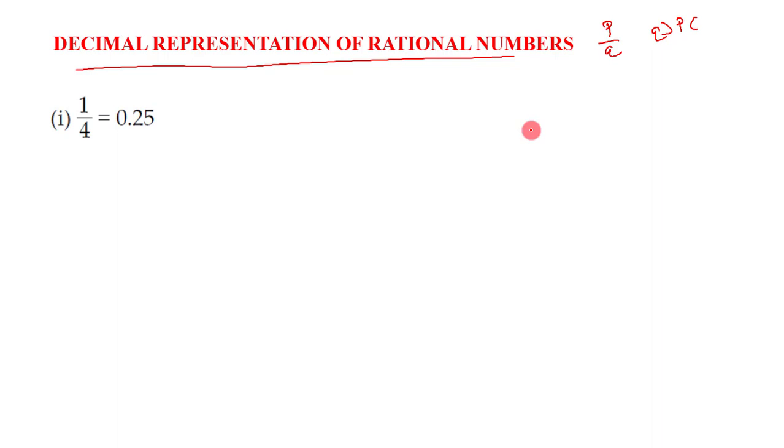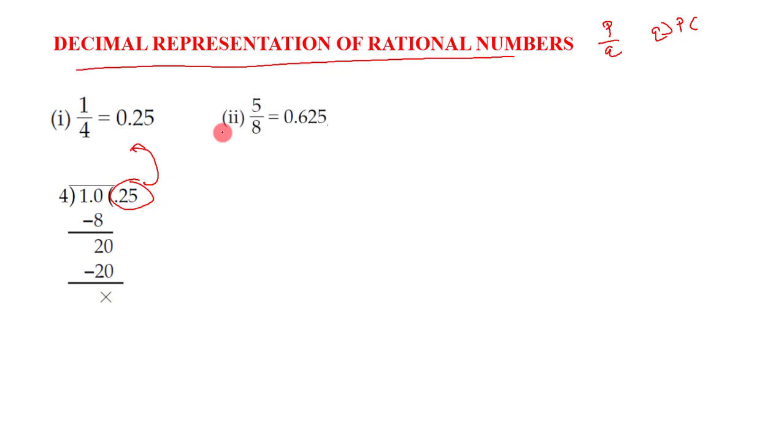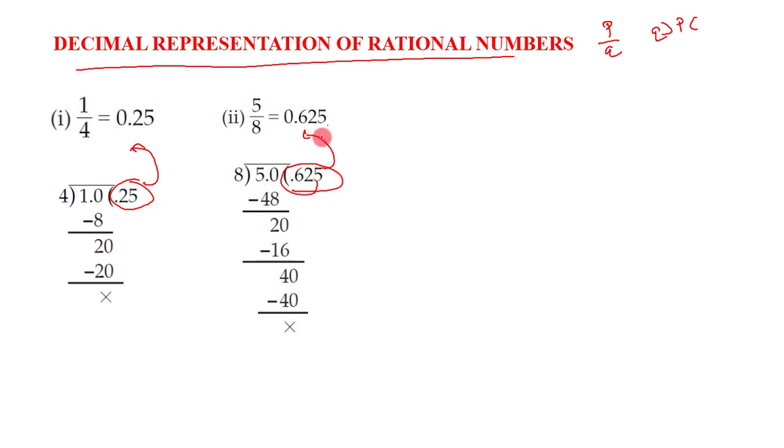The first rational number is 1 by 4. On converting into decimal form, you get 1 by 4 as 0.25. That means on dividing 1 by 4, you will get 0.25 as a quotient. This quotient is the decimal form representation of the rational number 1 by 4. In the same manner, for the second rational number 5 by 8, on dividing 5 by 8, you get a quotient of 0.625. So the decimal form of 5 by 8 is 0.625.